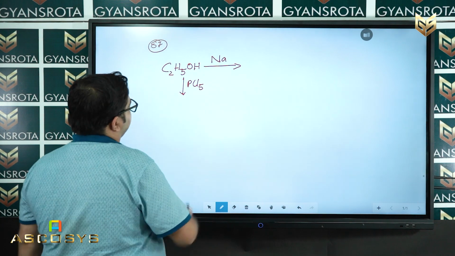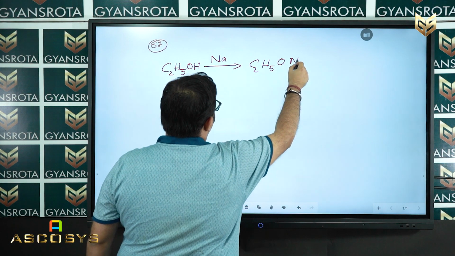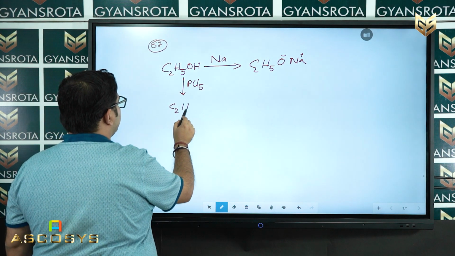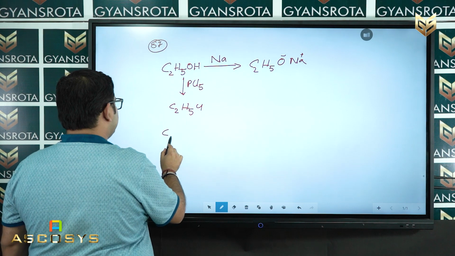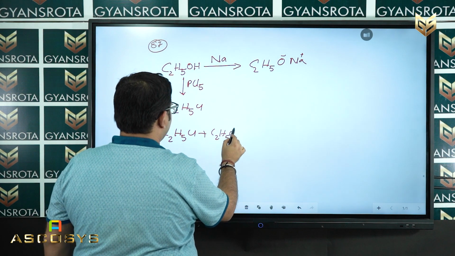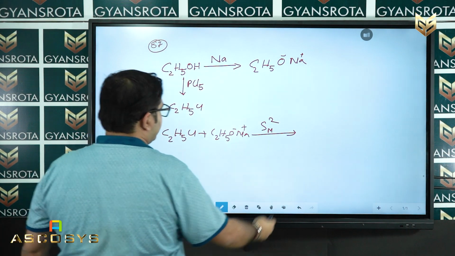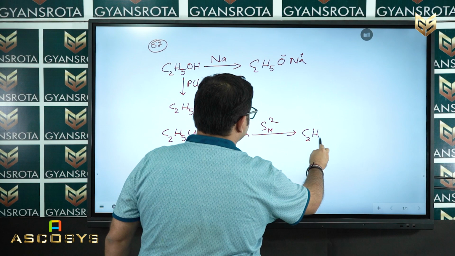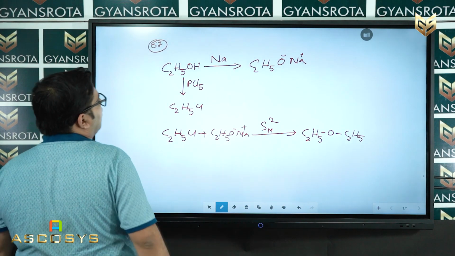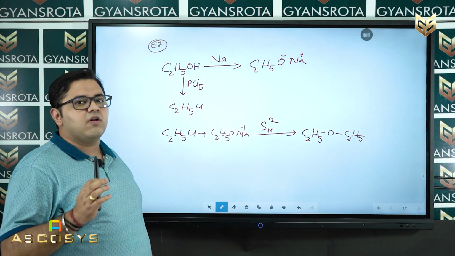Now, C2H5OH when it reacts with sodium will give C2H5ONa, that is C2H5O minus Na plus, and when it reacts with PCl5 it gives C2H5Cl. Now, when C2H5Cl and C2H5O minus Na plus react, it is an SN2 mechanism and you will obtain diethyl ether. So, in the exam, if you do not know the whole reaction also, by eliminating the options you can easily solve this question.